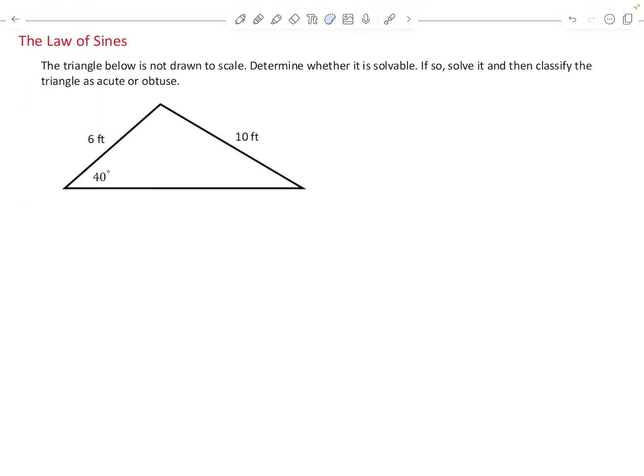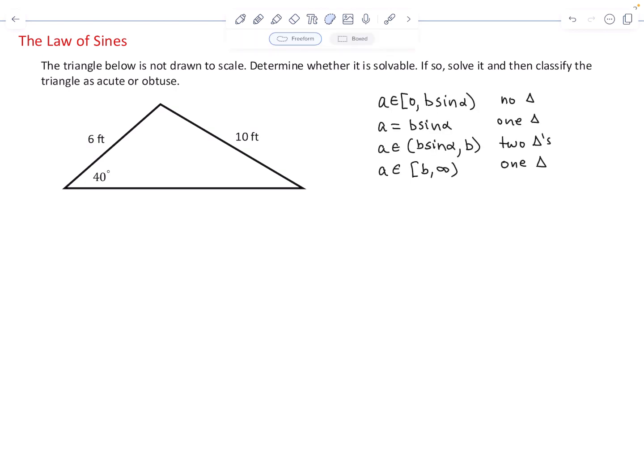The triangle below is not drawn to scale. Determine whether it is solvable. If so, solve it and then classify the triangle as acute or obtuse. So here's our work from before. We're calling 40 degrees alpha. This 10 feet is our value of A, and this 6 feet is our value of B.